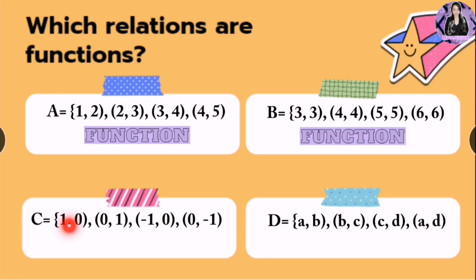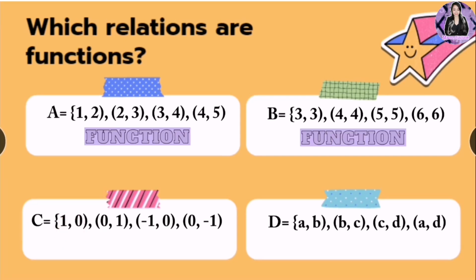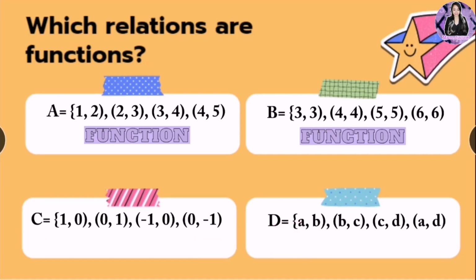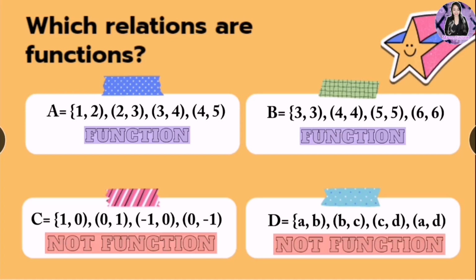So these are functions. Meanwhile, relations C and D are not functions because they contain ordered pairs with the same domain. Let's see. In relation C, we have (0, 1) and (0, -1), which means these ordered pairs have the same domain, and this is not a function. Meanwhile, in set D, we have AB, BC, CD, and AD, which means the domain is repeated, and this is also not a function.